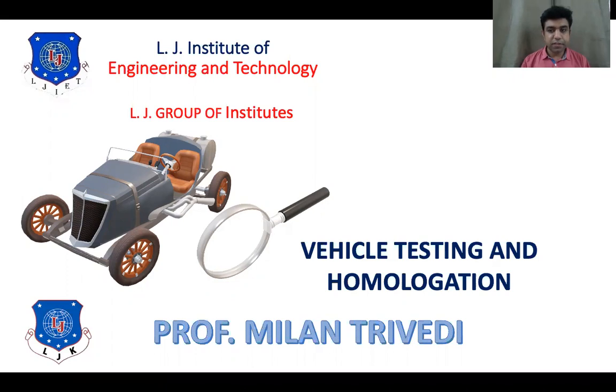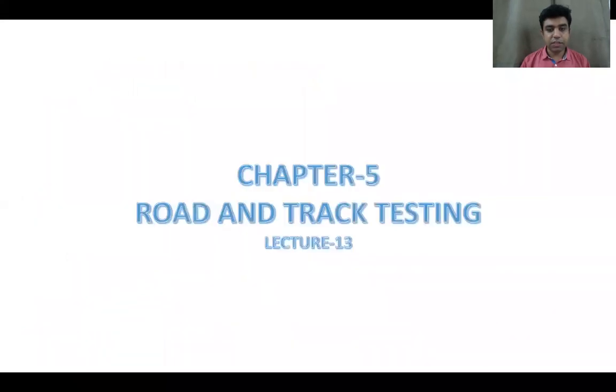So up till now in the lecture series of Vehicle Testing and Homologation, we had finished the 4 chapters. Now let me start the 5th chapter. The 5th chapter is Road and Track Testing. As the name suggests, we are going to talk about the different track testing, different conditions of road.